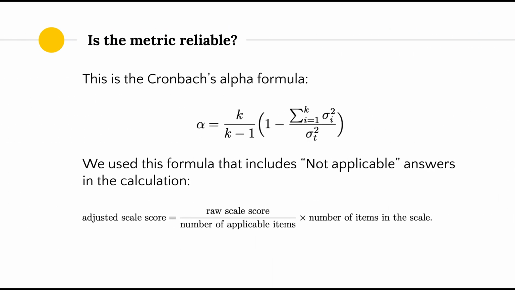To see if the metric is reliable or not, we use Cronbach's alpha. In this study, not applicable is a valid answer, since we gave not applicable as an option to participants, so they can choose it if the question is not applicable to their usage. Therefore, we use an adjusted formula that includes these answers. In general, an index higher than 0.7 signifies questionnaire reliability.